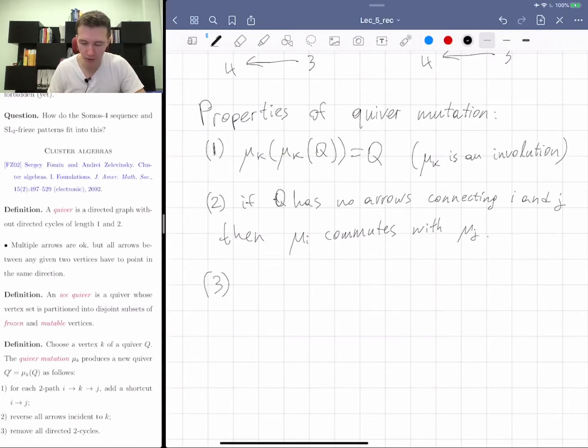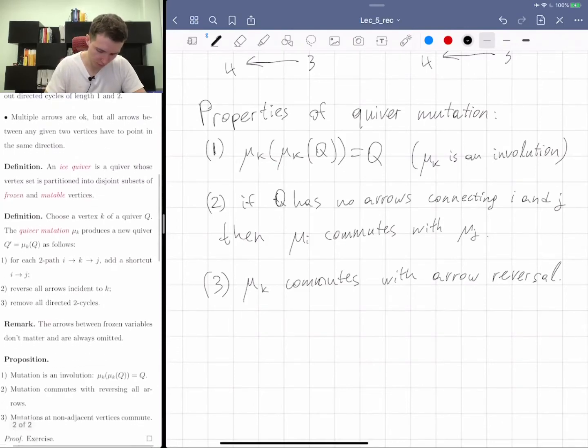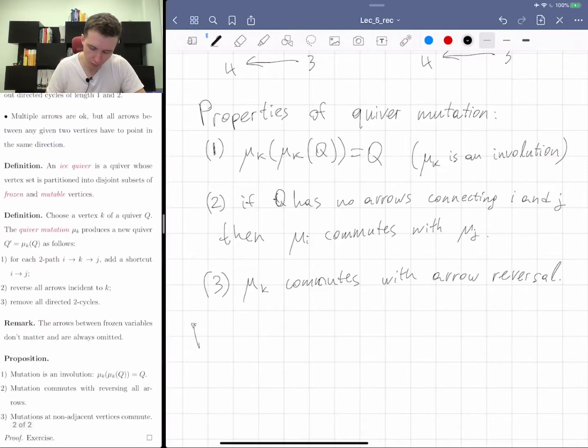And finally, the third property, which is kind of a very trivial property, is that the operation of quiver mutation commutes with arrow reversal. Proof: exercise.